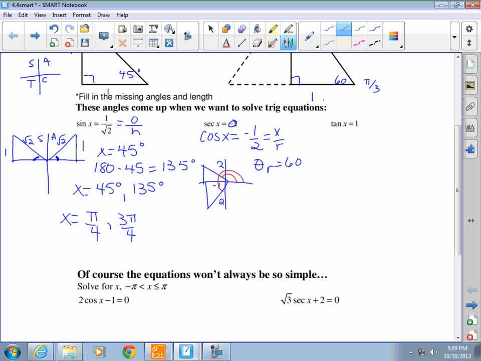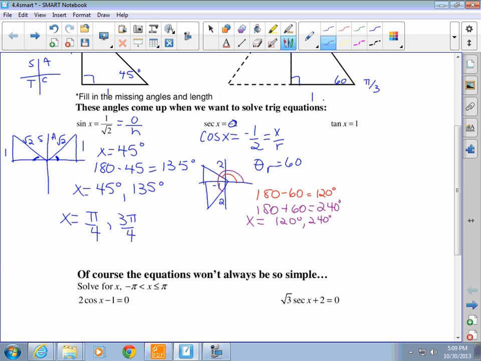So this angle in quadrant 2 would be 180 minus 60 degrees, so it would be 120 degrees. In quadrant 3, I'm going past that 180, so it's going to be 180 plus my reference angle, so it's 240 degrees. So my x in this case is equal to 120 or 240 degrees.